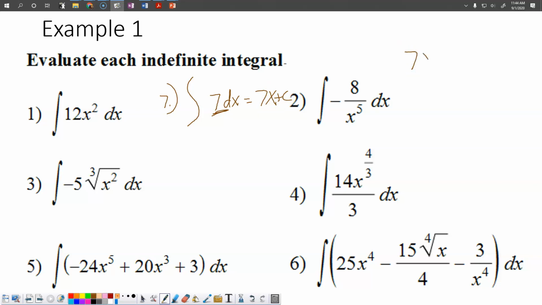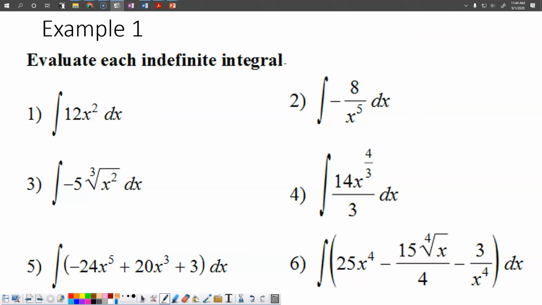If there's no x there, that means it's x to the 0 power, which means that if you integrate that, you're going to add 1 to the power, and you're going to divide by that number, which still gives you 7x. It's just a lot easier to remember. If it's just a number, put an x next to it. You're good to go. Now, if this wasn't an x, like let's say this was an a, well, then you put an a next to it. And don't forget your plus c. That always needs to be there.